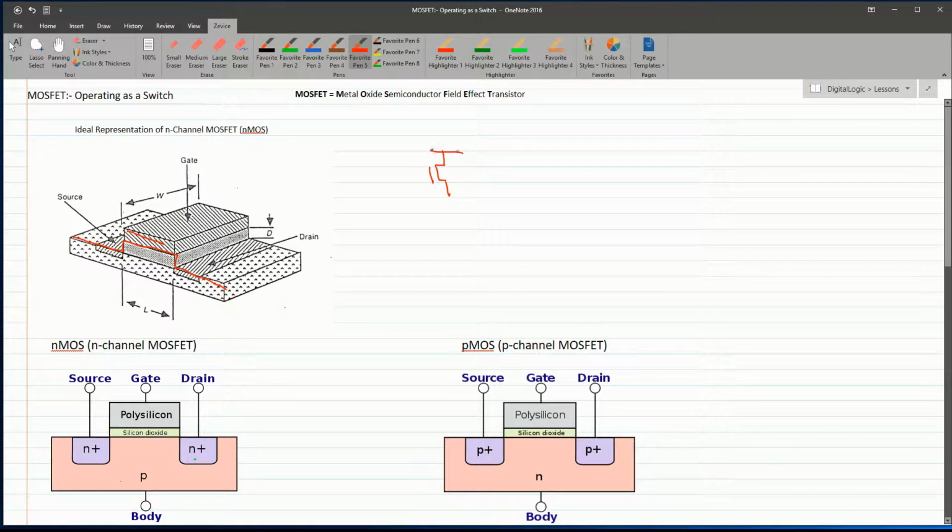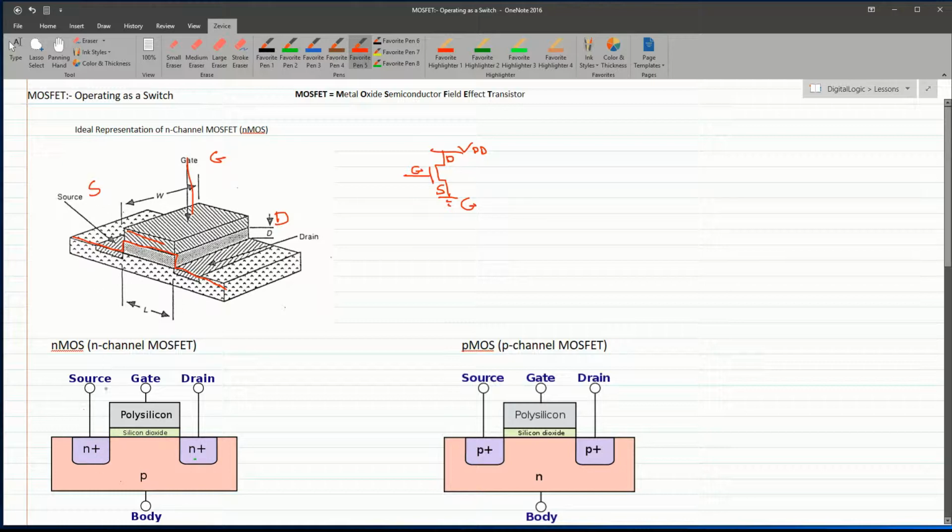where we got our source, which is VDD, and this is connected up to ground, and this is our gate. So this is gate, which is here, and then we've got our drain up here, which is this part here, and then we've got our source down here, which is this part here.